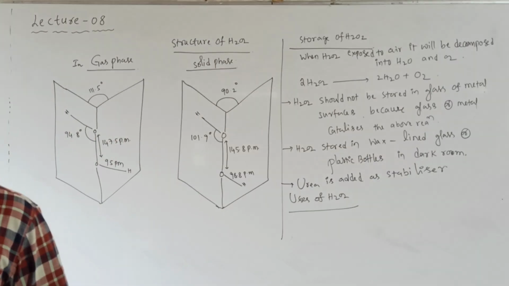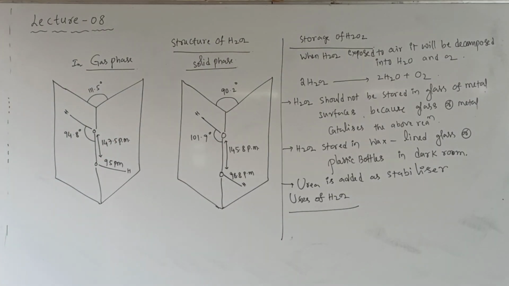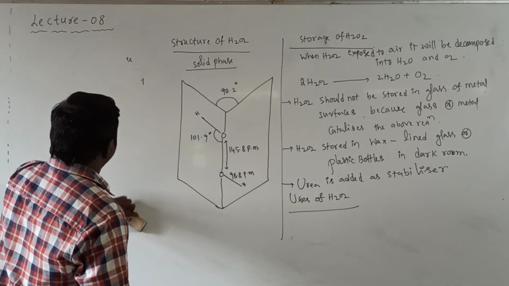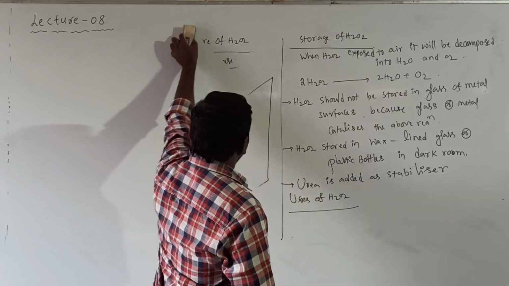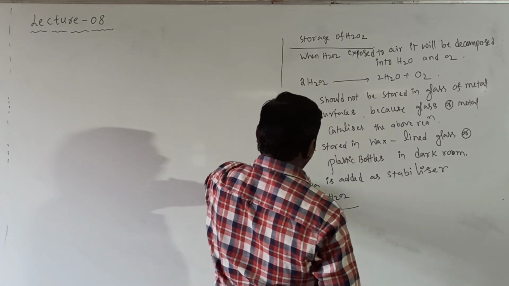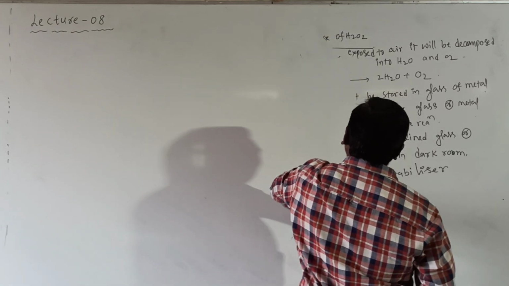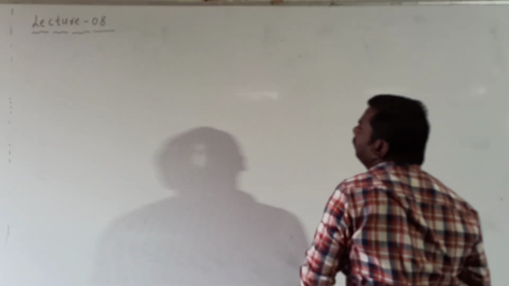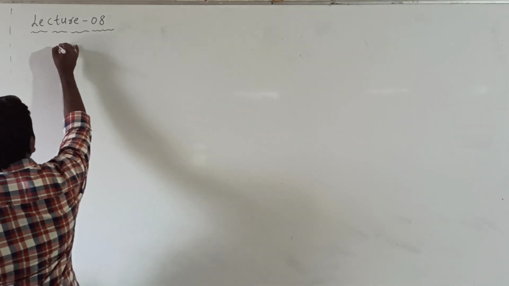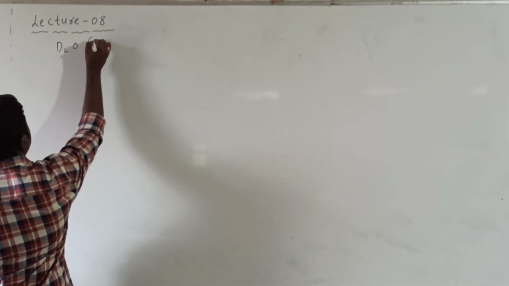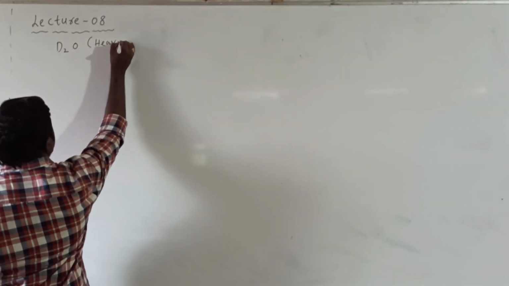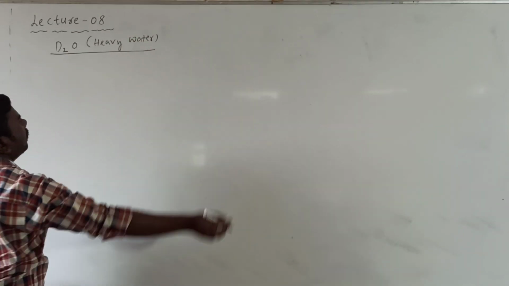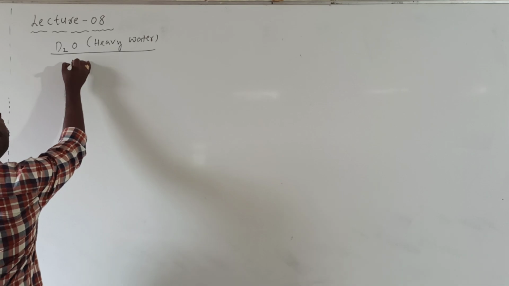Next is heavy water. Heavy water is called deuterium oxide. Deuterium oxide is called heavy water. The formula is D2O. D2O is called heavy water. So the name is deuterium oxide.